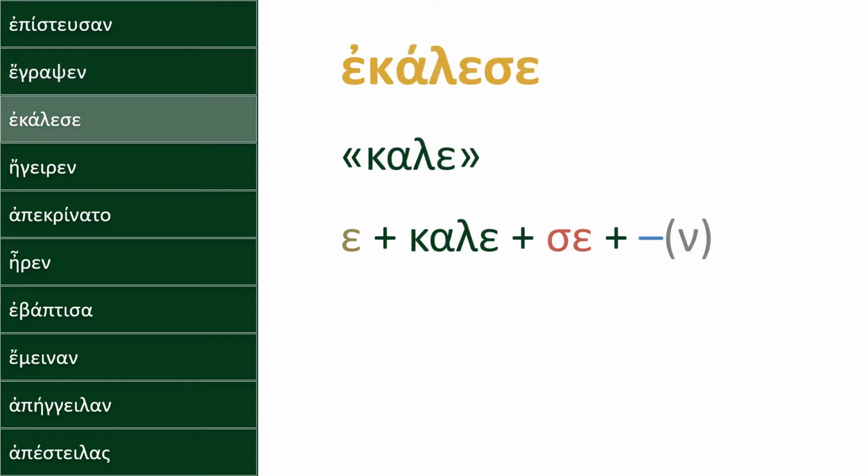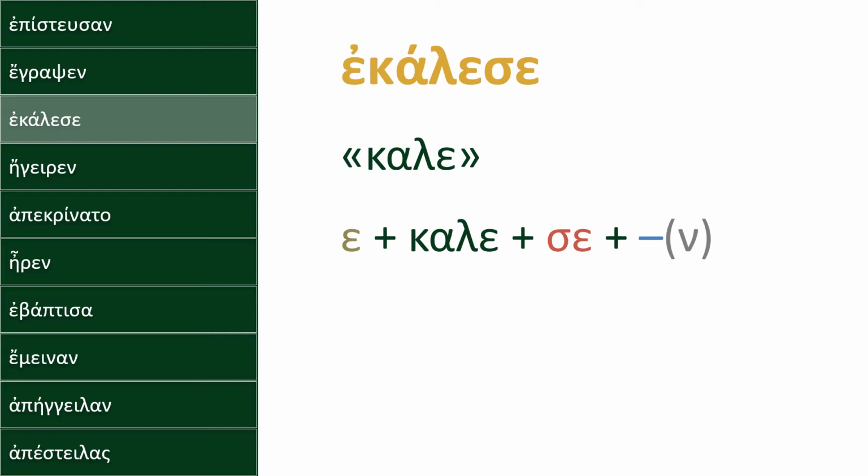Ekalese, aorist active indicative 3 singular from kaleo, meaning he, she, or it called. The root is kale. To be technical, it was actually kalef with the digamma on the end, but the digamma has fallen out by koine times. The formation is from the augment epsilon plus the tense stem kale, the aorist tense formative se. The tense formative is se instead of sa in the 3 singular. There are no personal endings for the 3 singular. There's an optional movable nu, but it's not present in this form.